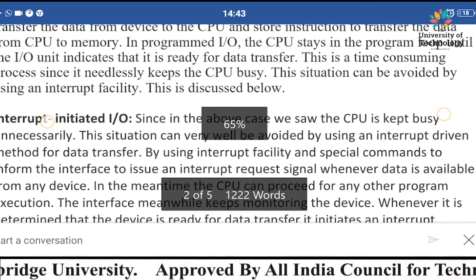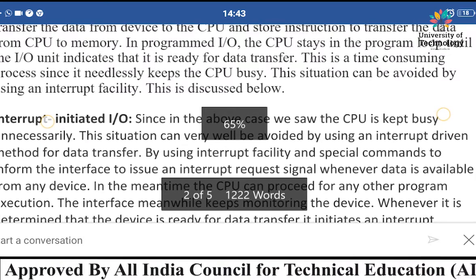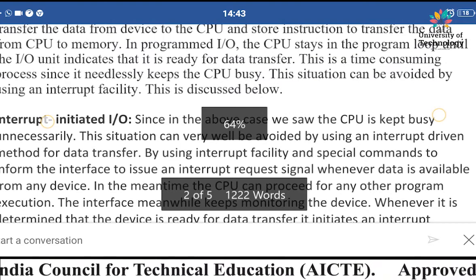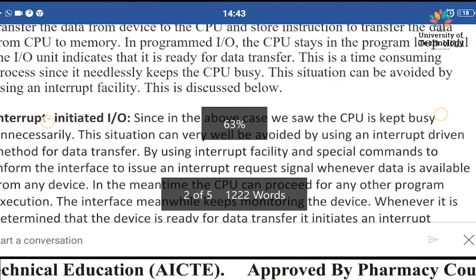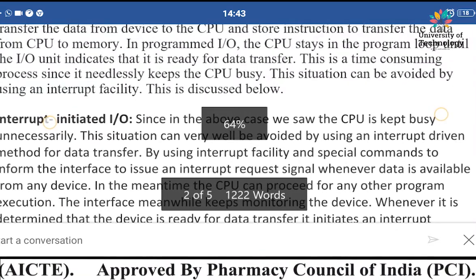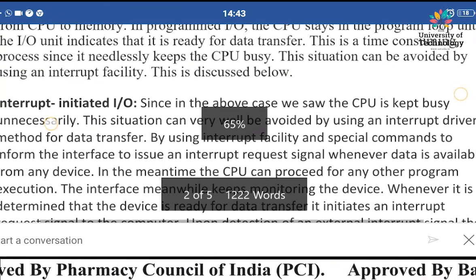CPU is busy all the time. The loop keeps on going. It checks whether it's ready. So CPU is very busy, so it's very time consuming indeed. So in this situation, we can avoid this by using interrupts.